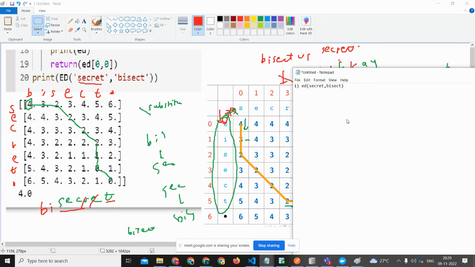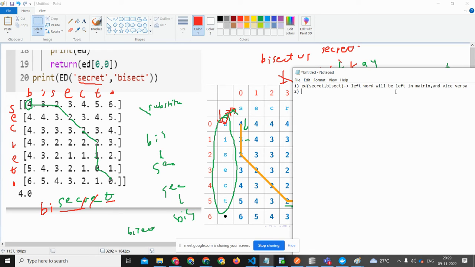Secret, comma, bisect, right? So if you are passing it like this, left will be left in the matrix. That's the first point we need to remember: the left word will be left in the matrix, and vice versa, the second one will be the right. That should also make sense.